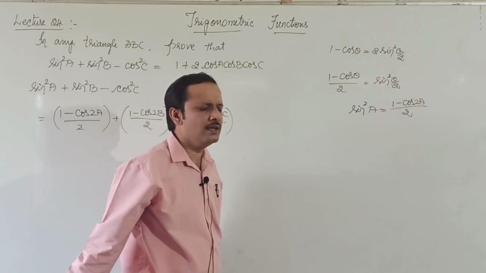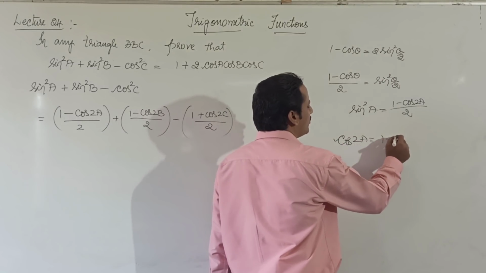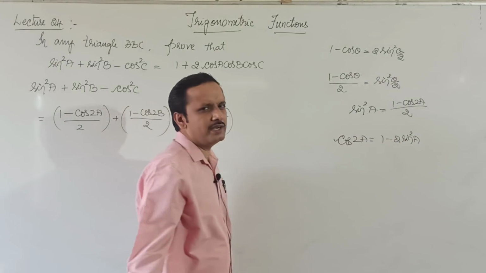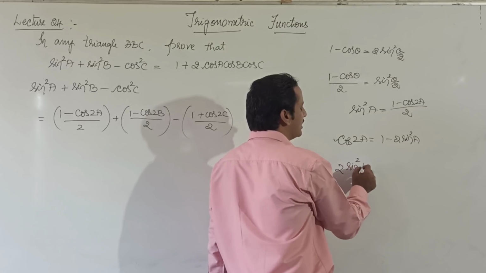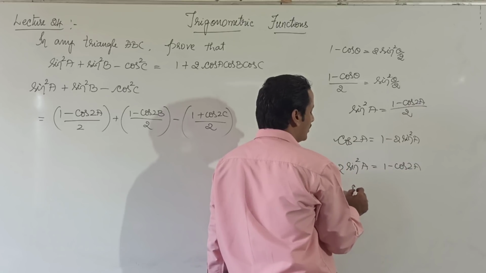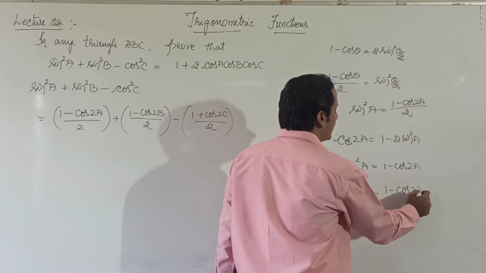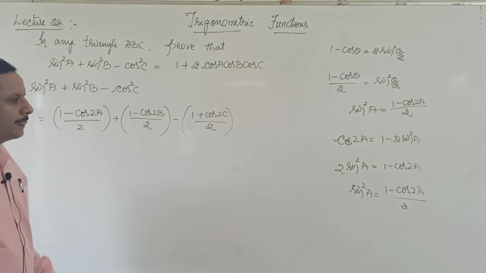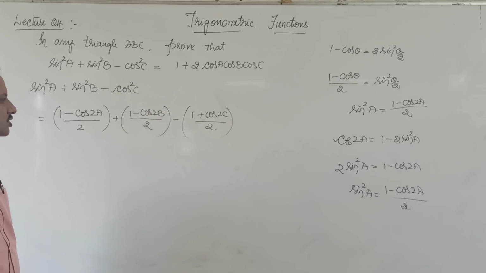You can do it in this way, or else you can do it in this way also. Cos 2A is equal to 1 minus 2 sin square A. This you know. Bring minus 2 sin square A to LHS and take cos 2A to RHS. So that will give you 2 sin square A is equal to 1 minus cos 2A. That means sin square A is equal to 1 minus cos 2A divided by 2. Similarly, sin square B is equal to 1 minus cos 2B by 2.